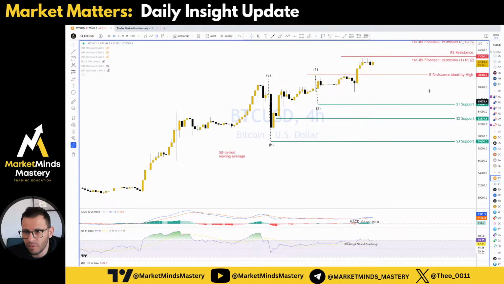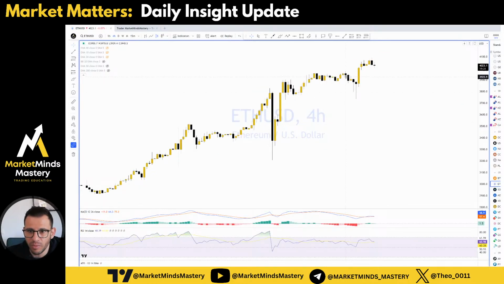Bitcoin still on the roof, it broke above the 70,000, now it's hitting all the way to the 73, so still bullish on this one, as well as with Ethereum. It surpassed the mark of the $4,000, which is fantastic, and it keeps moving upward.